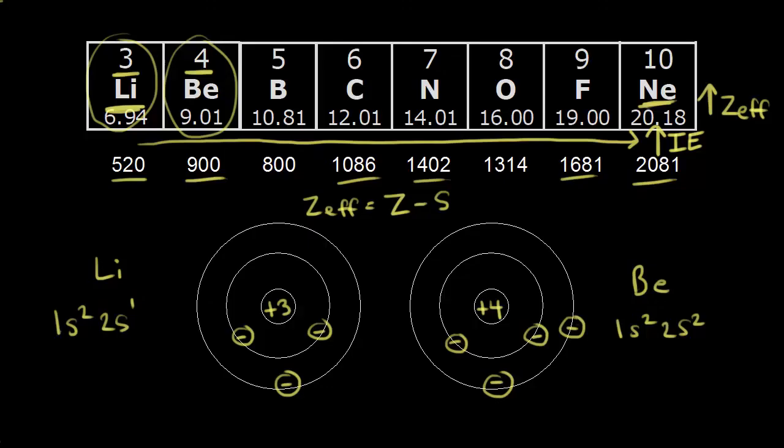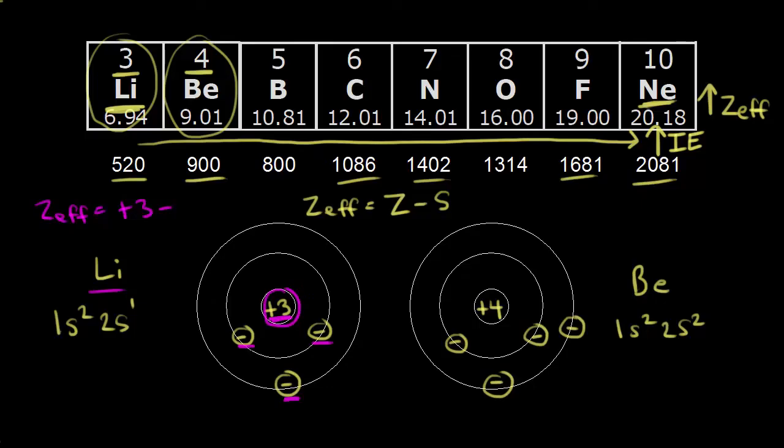And first we'll start with lithium. So lithium has a +3 charge in the nucleus. So the effective nuclear charge is equal to +3. And from that we subtract the average number of inner electrons shielding our outer electrons. In this case, we have these 2 inner or core electrons that are shielding our outer electron, our valence electron, from this full +3 charge.